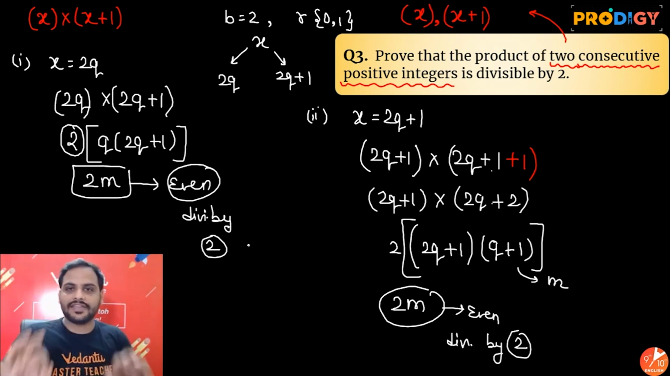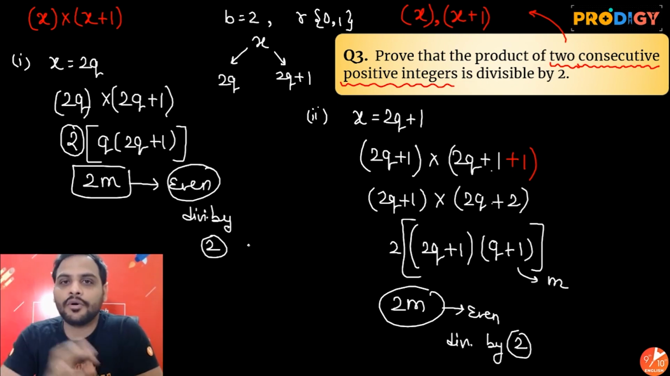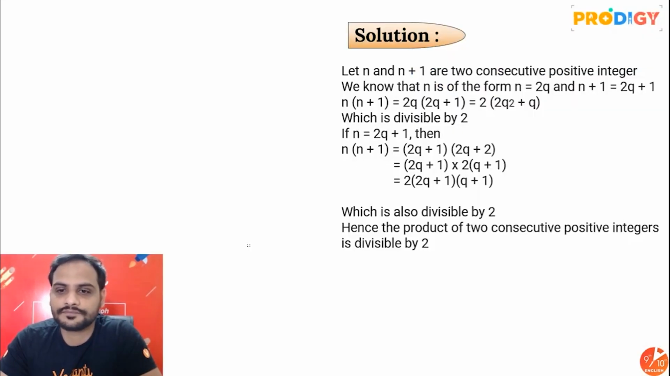Alright, as I have told you, beta, in the starting also, the most important thing is choosing the divisor. I have chosen the divisor as 2, got my answer.